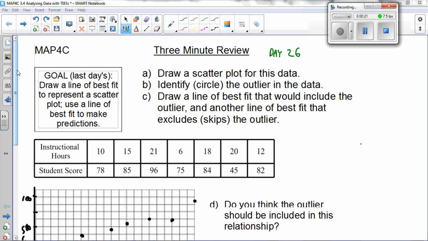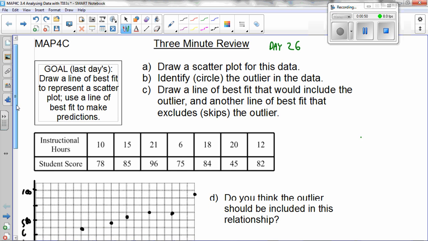Hopefully in class we talked about how you can get a copy of the graphing calculator on your computer, maybe not for your iPods or whatever. But we'll get into it. The goal for the 3-minute review is to draw a line of best fit to represent a scatter plot and use a line of best fit to make predictions. This is what we've been doing the last couple of days.